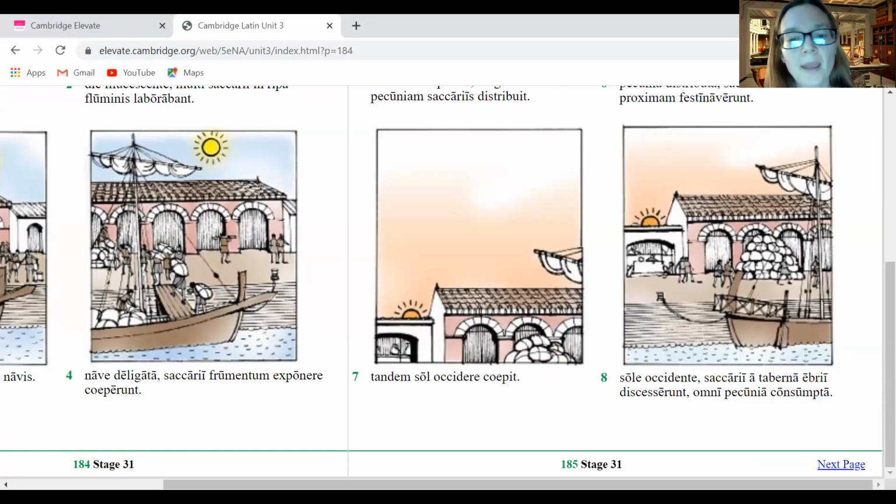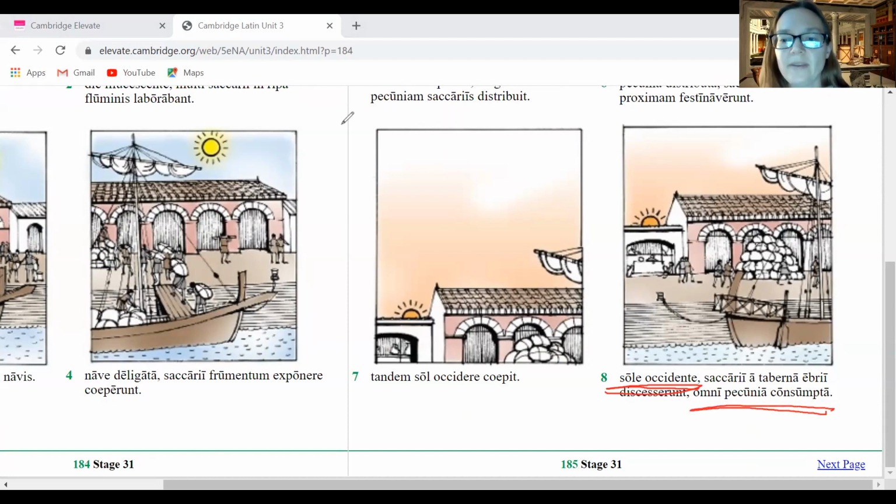Number 7, tandem sole quiescente, quiescere coepit. Finally, the sun begins to set, and here is the message, guys. Don't spend your whole day laboring salary at the bar. Sole occidente saccarii a taberna ebrii discesserunt omni pecunia consumpta. Ooh, this one is a double.